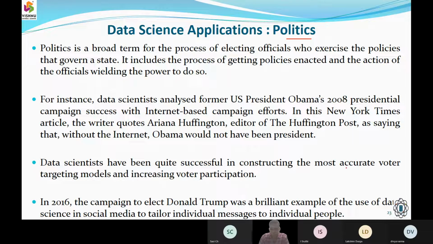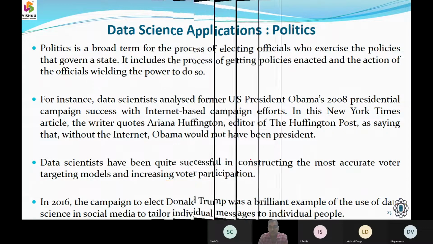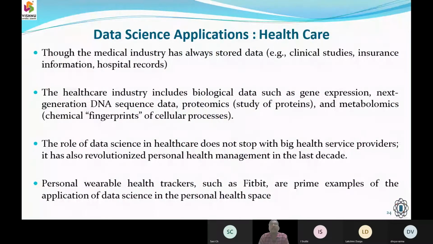For that, they used a lot of data science algorithms and targeted models, and they looked at voter participation, etc. These are all tremendous examples which fall under data science applications. The next one is the health domain.